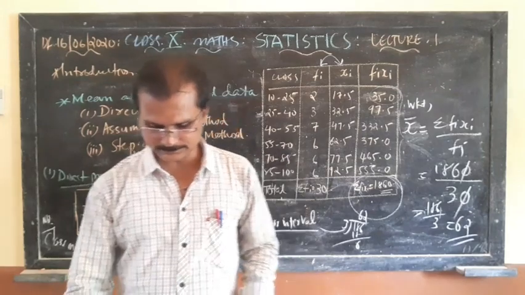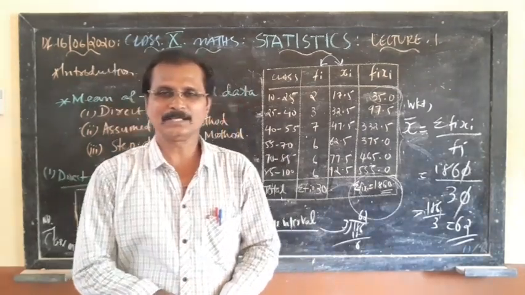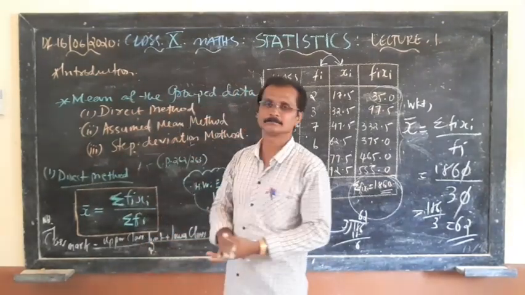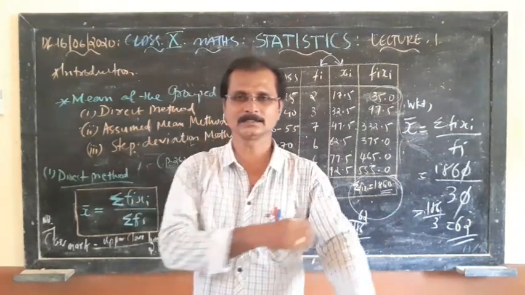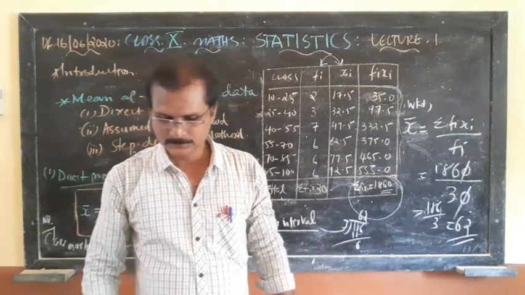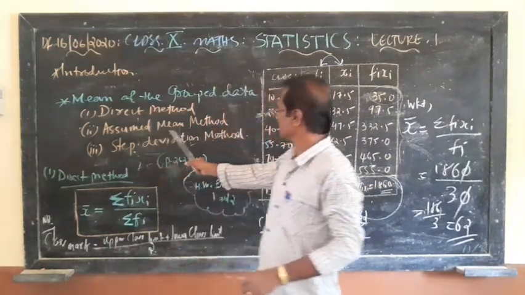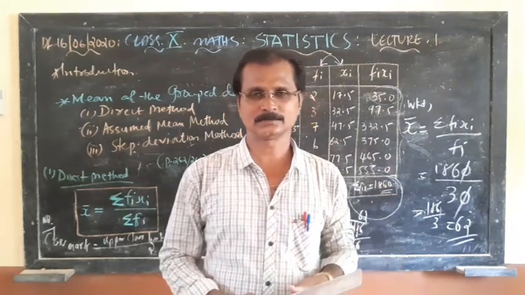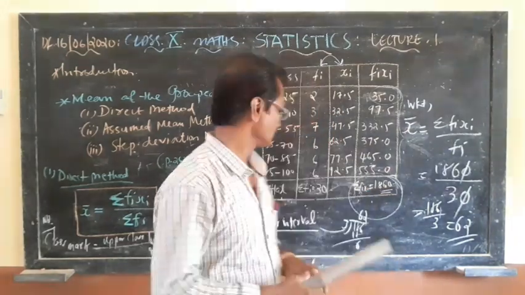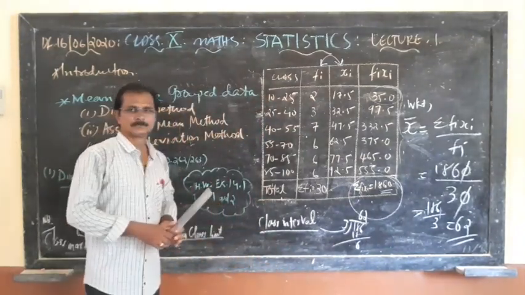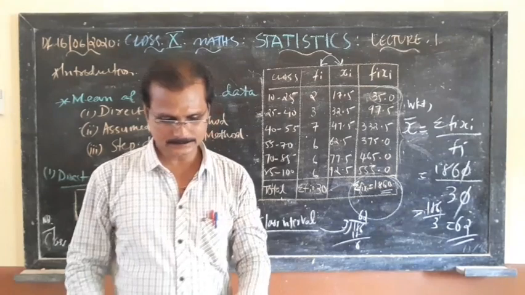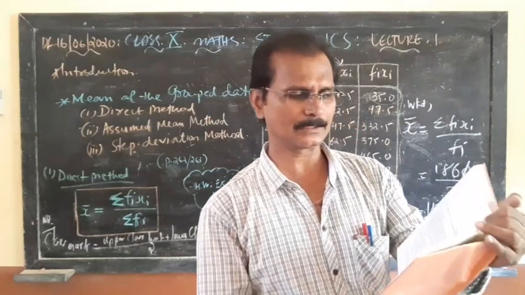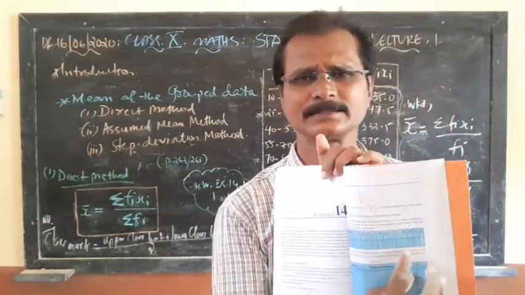Now this is the method to find out the mean of grouped data, the first method, the direct method. Tomorrow we will discuss the next method, the assumed mean method. We'll see the next formula tomorrow. And today's homework: please complete in the textbook Example 1 also. Page number 261, Example 1.